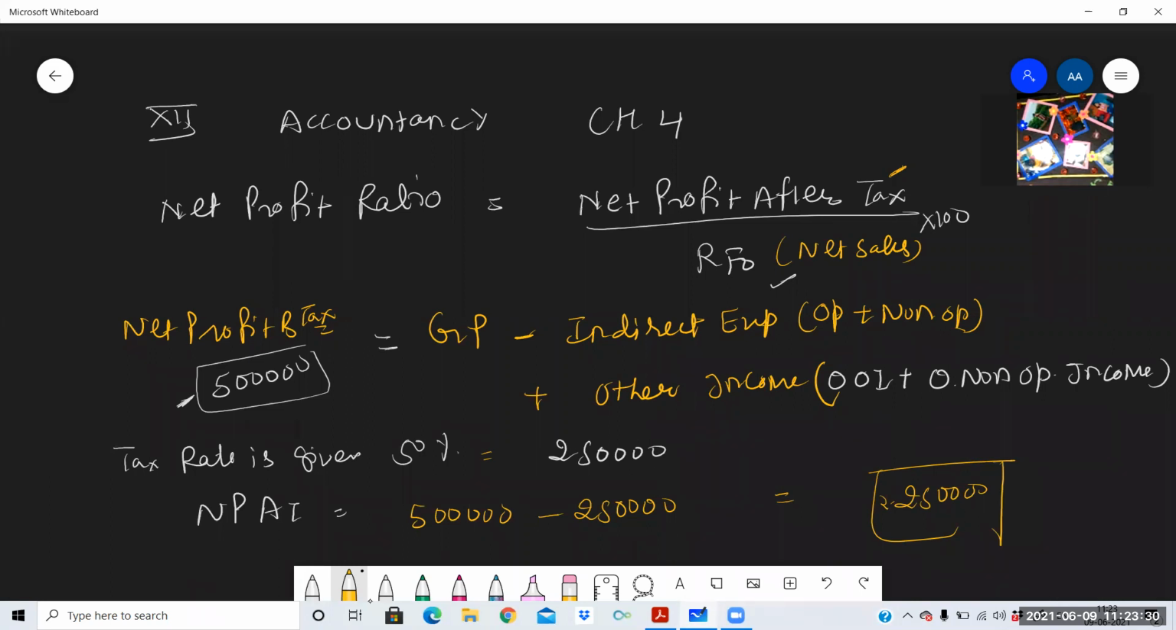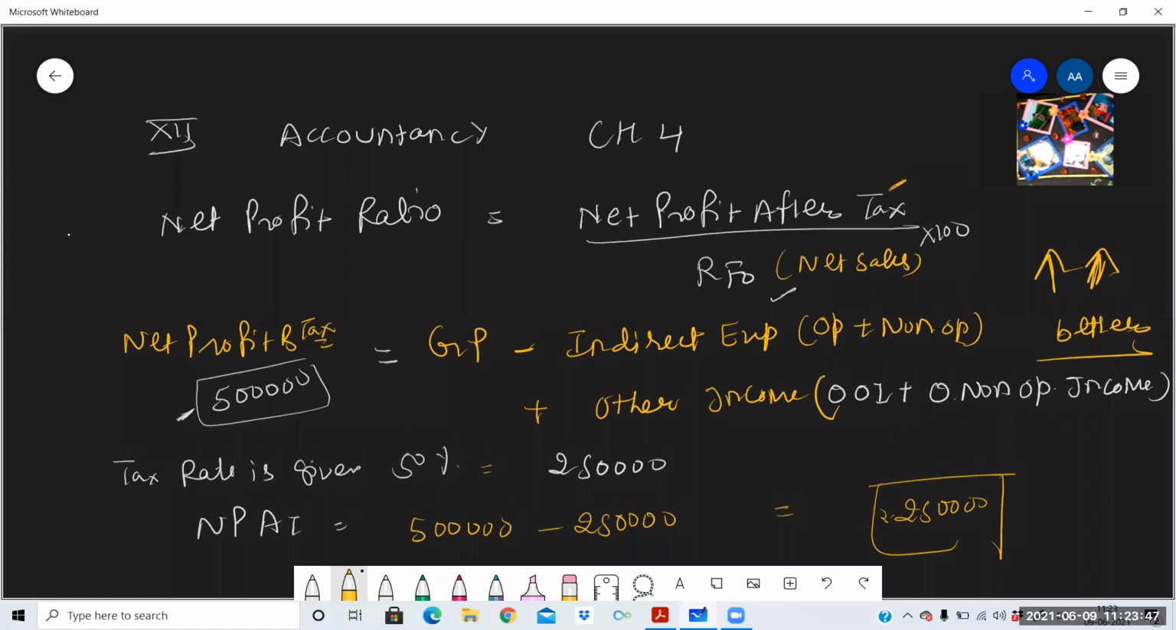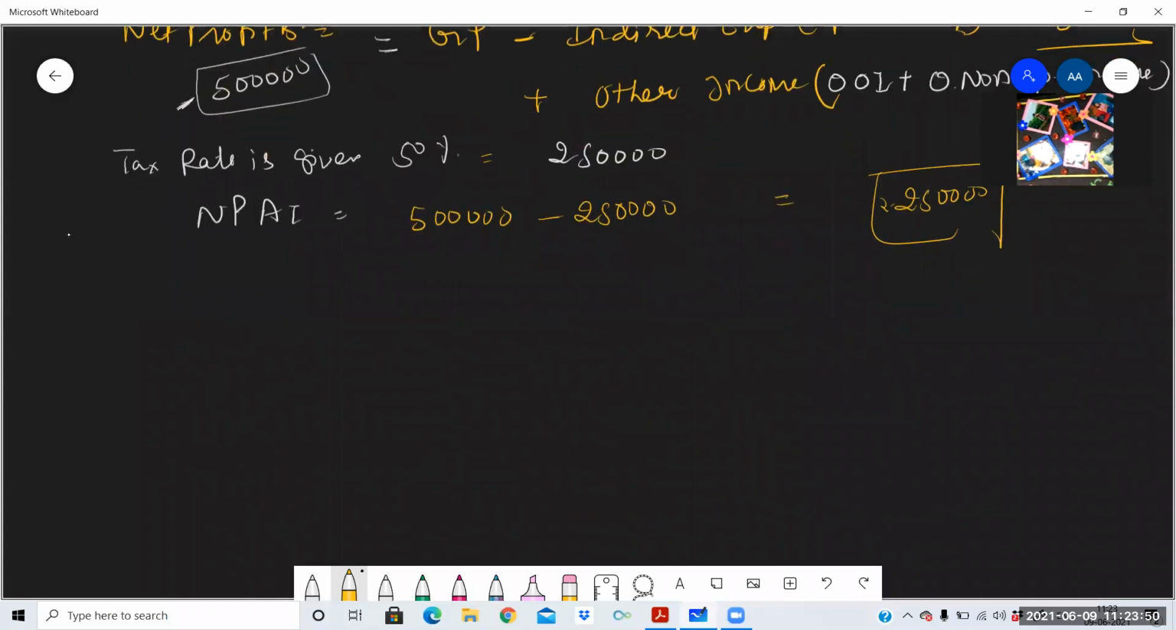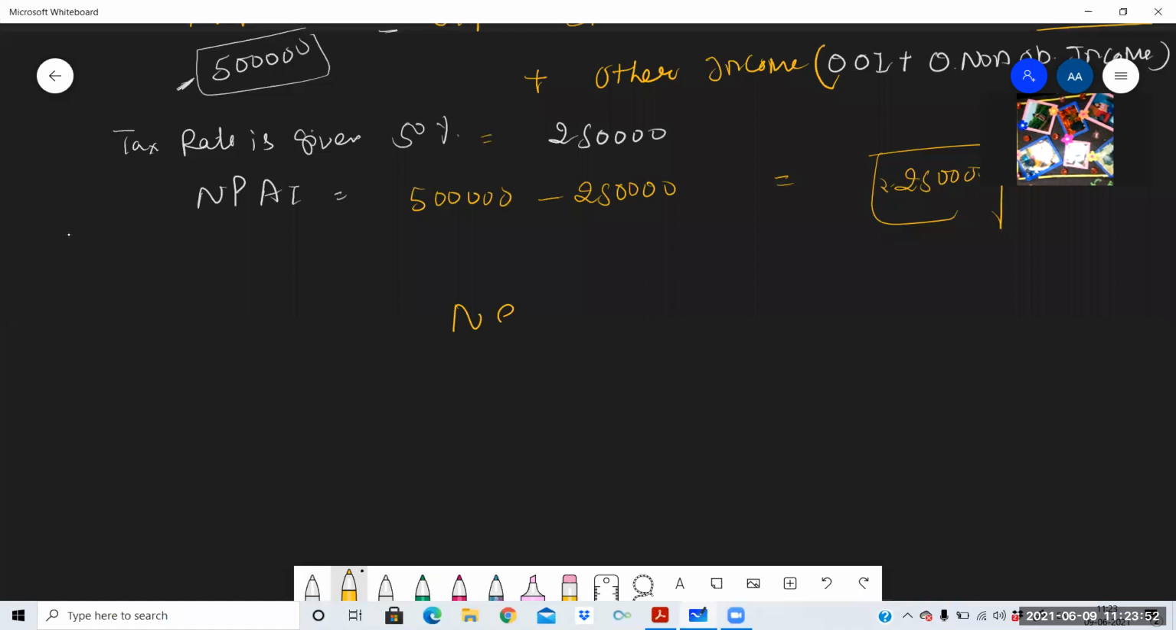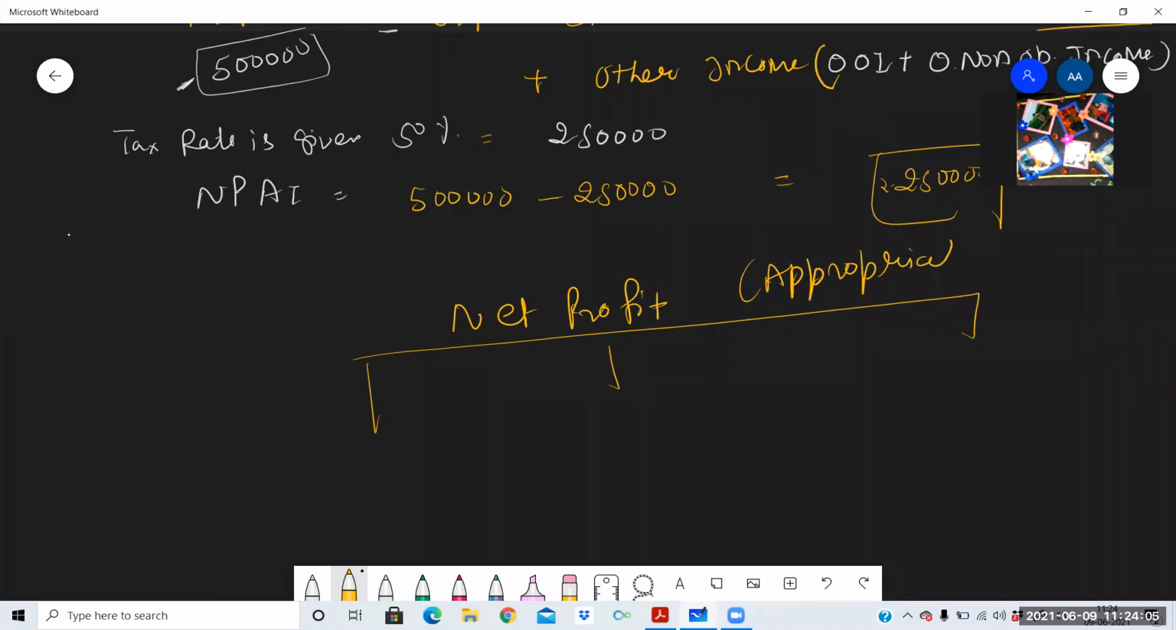Clear? And a higher ratio is always a better ratio, because it represents the actual profit of the firm, which will be further appropriated. How the net profit appropriation is done is beyond your syllabus, but I am explaining here for your knowledge. Suppose the net profit is there, and now this net profit will be allocated. The allocation of the net profit is known as appropriations.